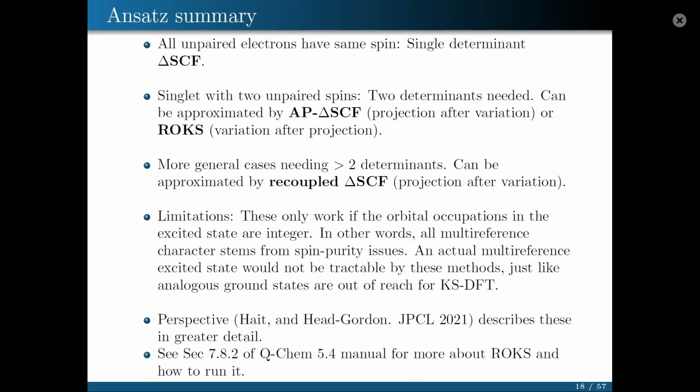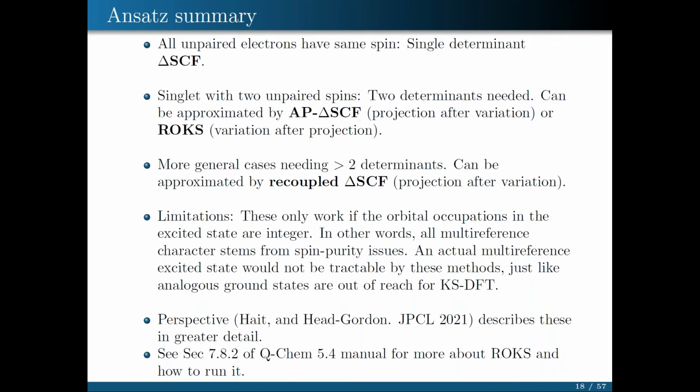So to summarize the ansatze that I quickly rushed over, for cases where all unpaired electrons have the same spin or there are no unpaired electrons, you can just approximate the excited state with a single Slater determinant and call that delta SCF. If you have a singlet state with two unpaired spins, then you need two determinants, and this can be approximated by either AP delta SCF or ROX.